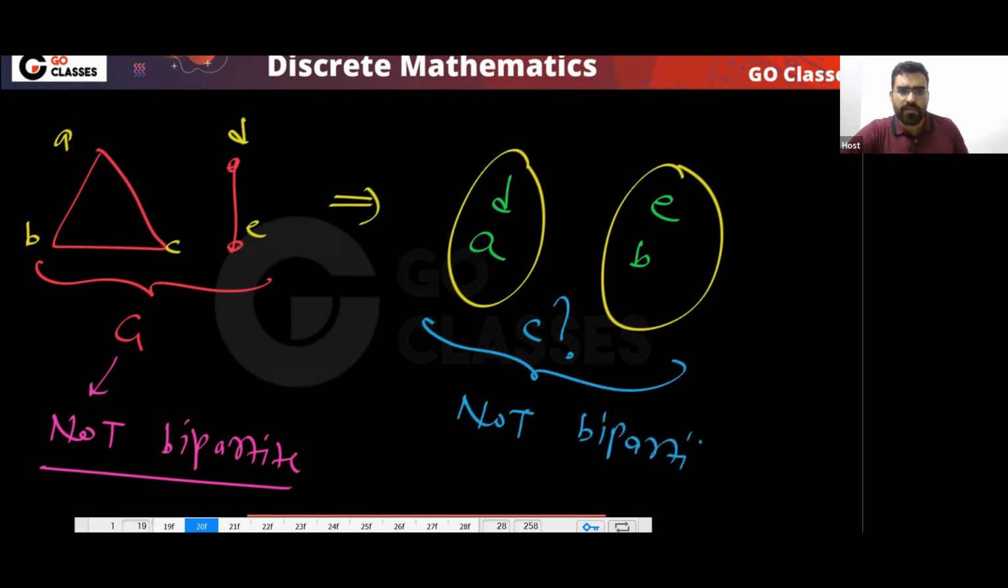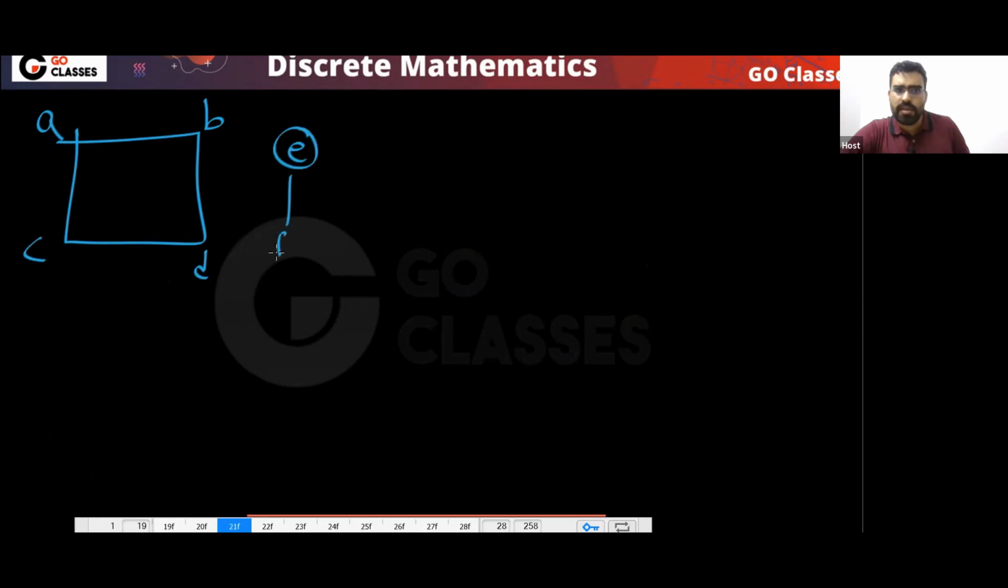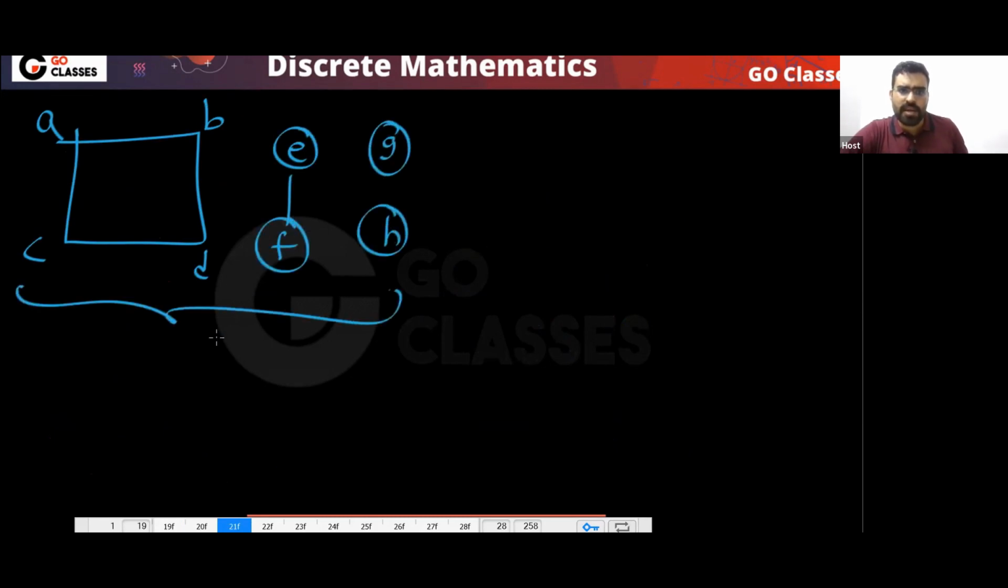Yes or no? And what about this graph? If I give you this graph, A, B, C, D, E, F, G, H. Is this graph bipartite? Tell me. This graph is bipartite. Why? Because there is no odd length cycle. We don't have any odd length cycle. So this graph is actually bipartite.